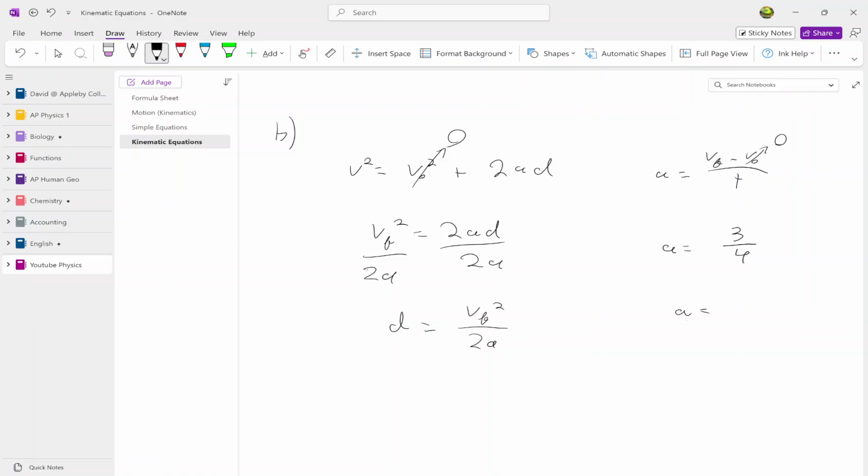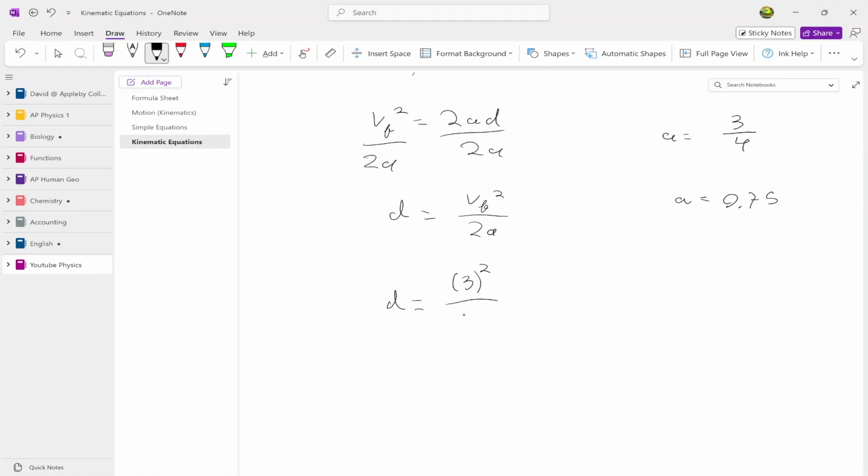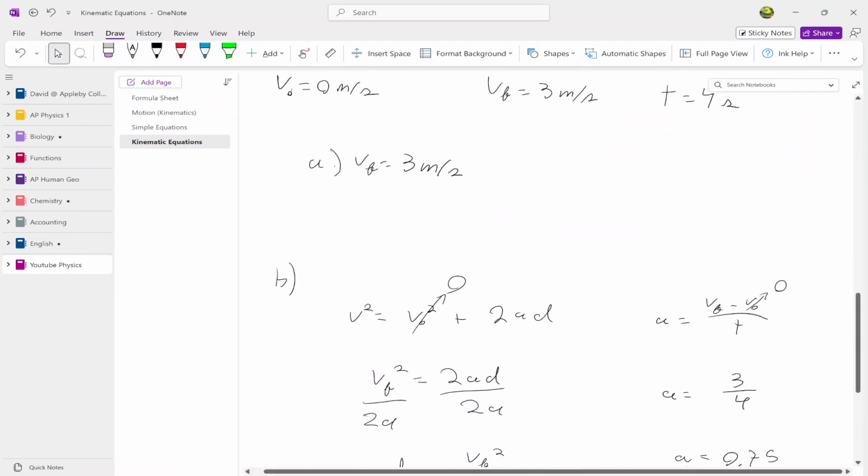Just getting my calculator. So 3 divided by 4, yeah, 0.75. So now we can plug in since we have every variable. So we have 3 squared over 2 times 0.75. Just plug that into your calculator: 3 squared divided by 2 times 0.75. And you'll get 6. Remember SI units. There we go. Boom. 6 meters.